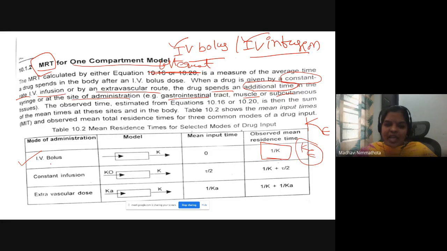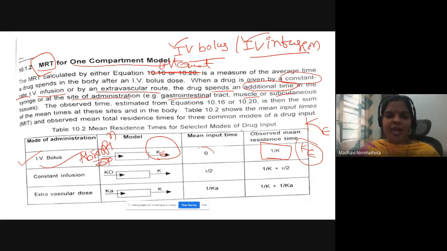So here, in case of IV bolus, I already told you in the third unit, there is no absorption. Why? Your IV bolus drug will rapidly enter into systemic circulation. There is no time to get absorbed, and no need either. Directly it will enter into systemic circulation. So here we have zero absorption, and only elimination in IV bolus. That's why here we have Ke. So mean input time is 0. There is no input time, there is no absorption. See how related it is.